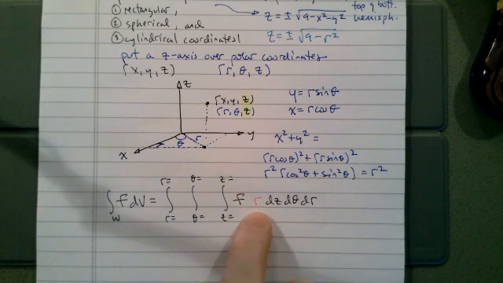So the r is to turn the d theta into a length. That's why we have this extra factor of r. The function just needs to get converted into a function of r, theta, and z.